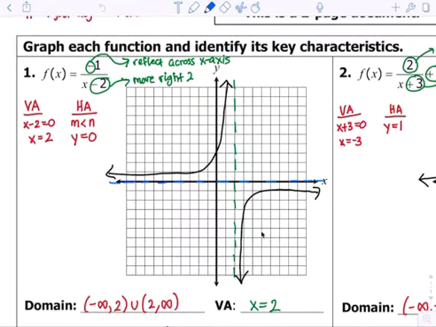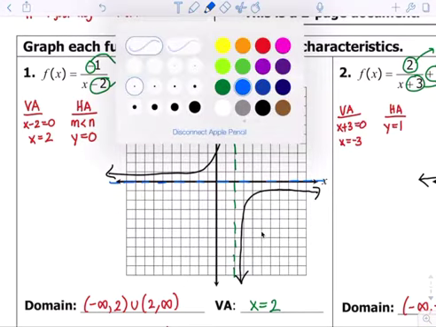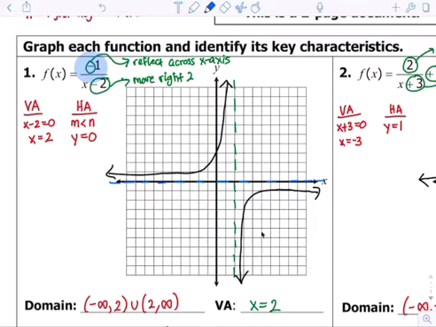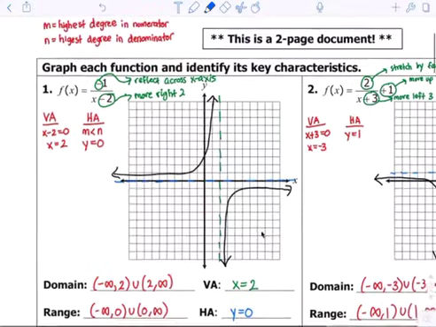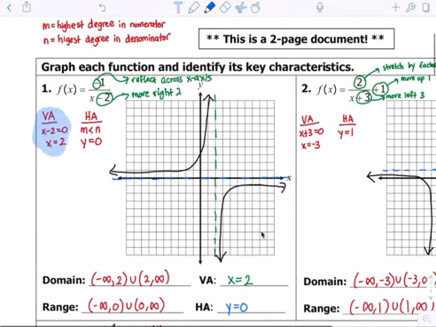Now just remember when you guys have a negative, that is a reflection across the x-axis, and if you have -2, that is moving to the right. So just remember those transformations for the future. Now, vertical asymptote: x is equal to 2, because you set the denominator equal to 0. So there's your vertical asymptote, x equals 2.